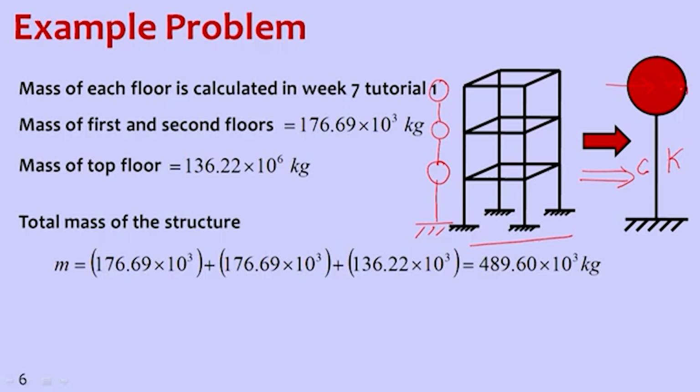So total mass, which is the addition of 176.69 into 10 to the power of 3 kg and 136.22 into 10 to the power of 3 kg, is added up, and finally the mass is calculated as 489.6 into 10 to the power of 3 kg.